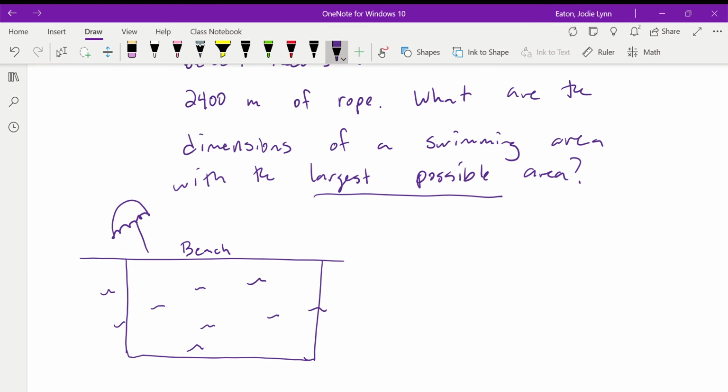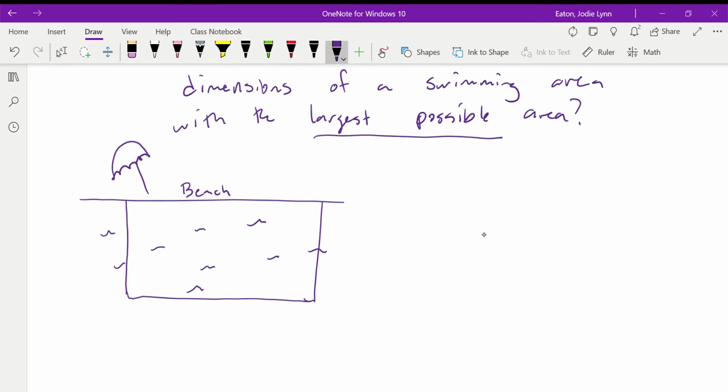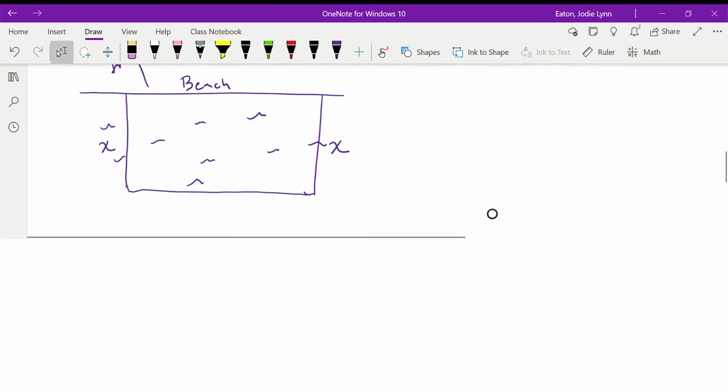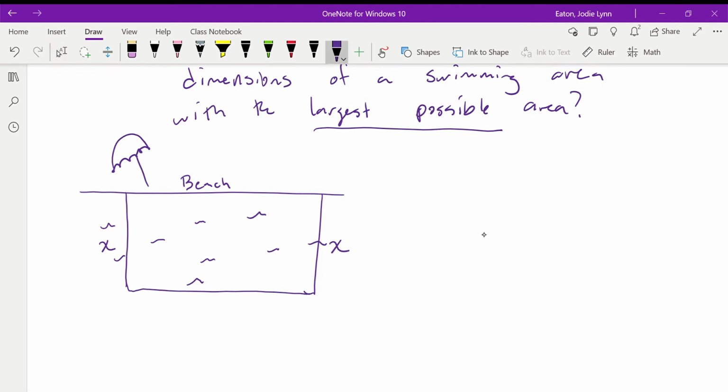Let's assign a variable to the sides. These two sides are of length x. It's a rectangle, so they're the same size. We have 2,400 meters of rope, so for this entire three-sided thing, we have a total of 2,400 meters of rope. We are going to be taking away the amount that we're using on the sides. So we're using 2x meters of rope on the sides. We have 2,400 in total, so the remaining side is 2,400 minus 2x.